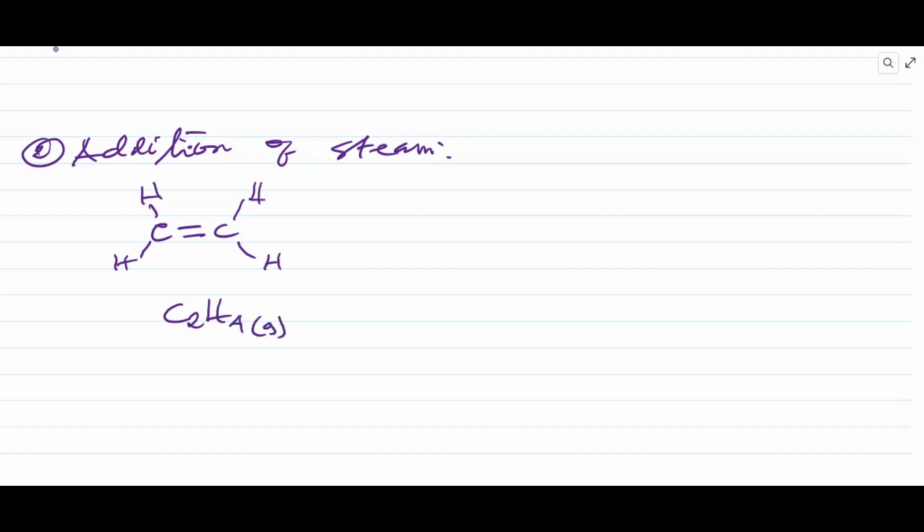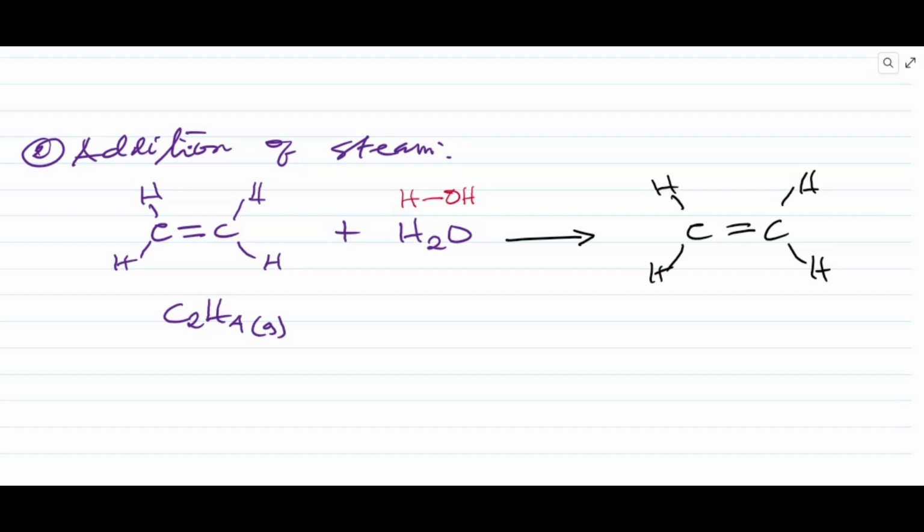C2H4 can be reacted with water. So with this H2O, I will write this water this way, HOH, so you will understand how the product is formed. So we are going to get C double bond C, and then we have this H. That is our ethene.